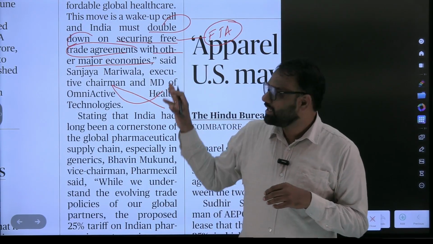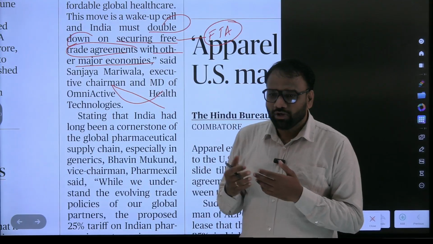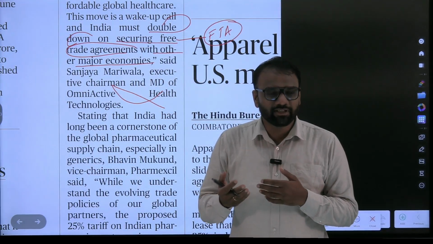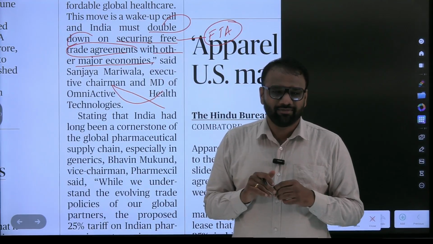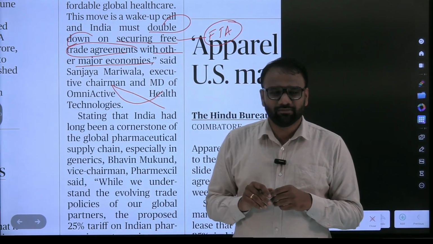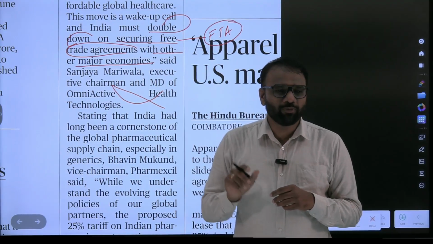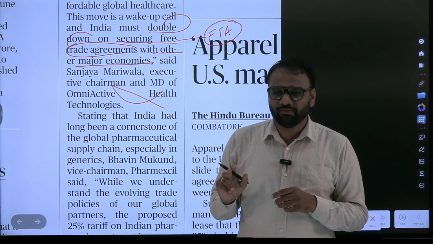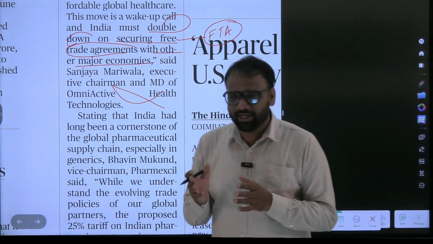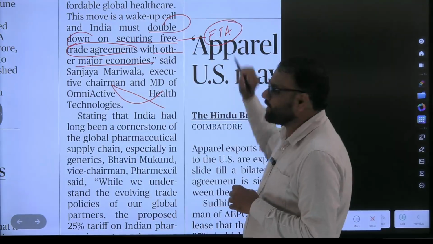Then in this context, he is saying that if we sign more free trade agreements, then we will not suffer these problems. So next comes the concept of free trade agreement. This is a very important keyword from the prelims point of view. The same can be quoted in mains as well. Again in the forthcoming classes we will be discussing it in detail. For the time being we shall understand what a free trade agreement is.